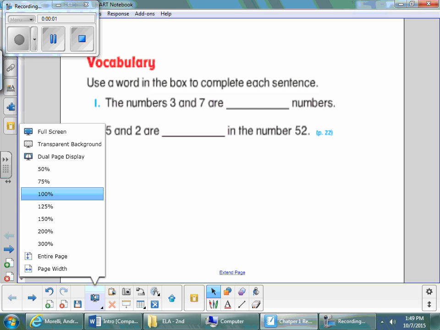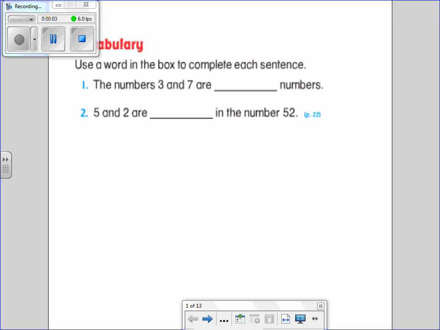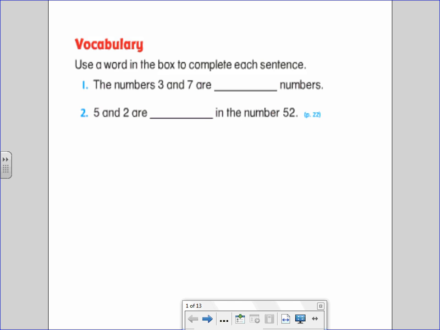Okay, here we go. Chapter 1 review. Let's begin with vocabulary. You had to use a word in the box to complete each sentence. The words in the boxes, I don't have them on my screen, were even, odd, and digits. I'll write them up here. So we had to use these words to complete the sentence.